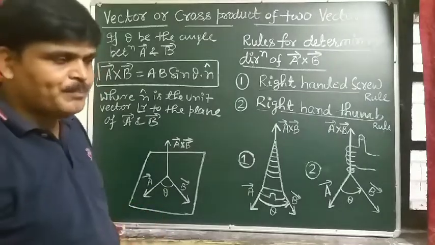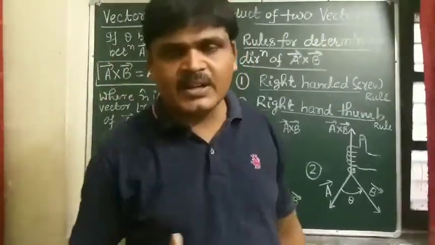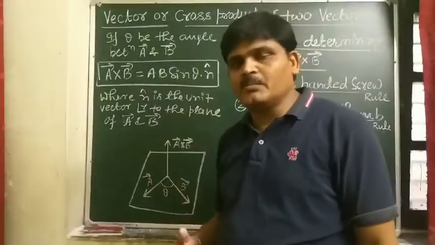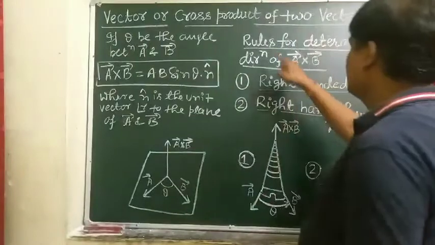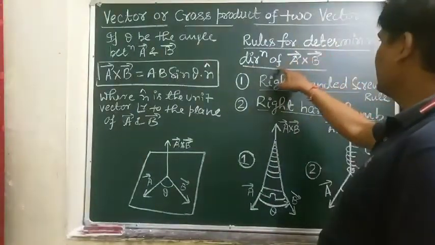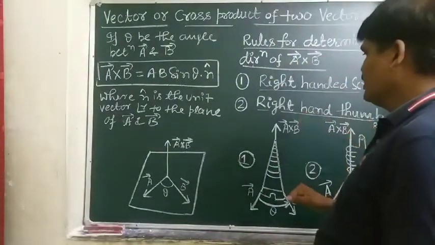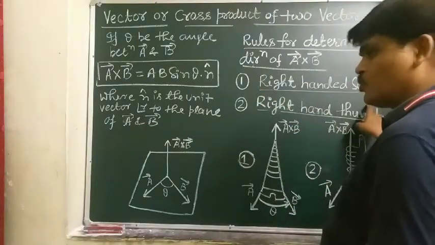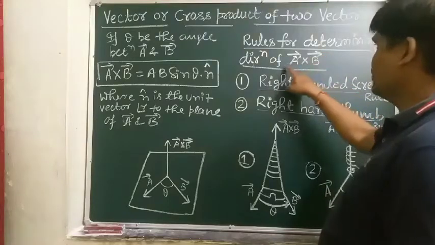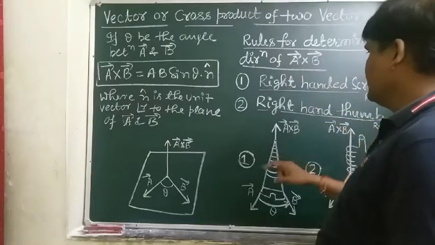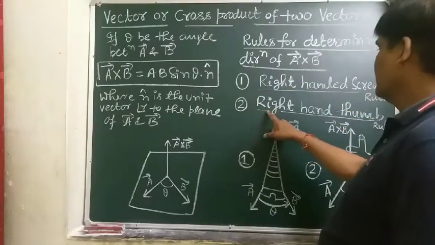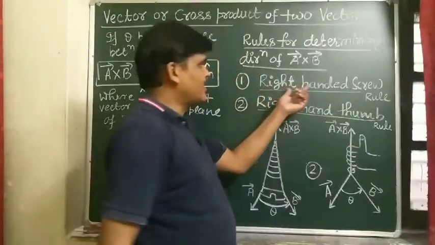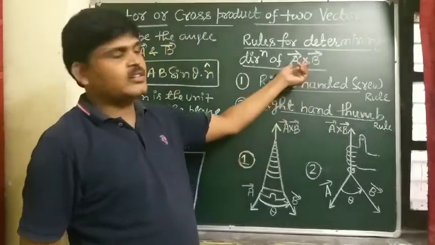So the direction of vector A cross vector B can be determined by two rules. Rules for determining the direction of A cross B: student, the first one is the right handed screw rule, and the second one is the right hand thumb rule. So what is the right hand screw rule to find the direction of A cross B?